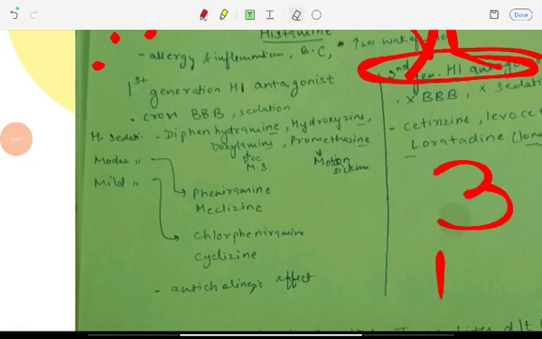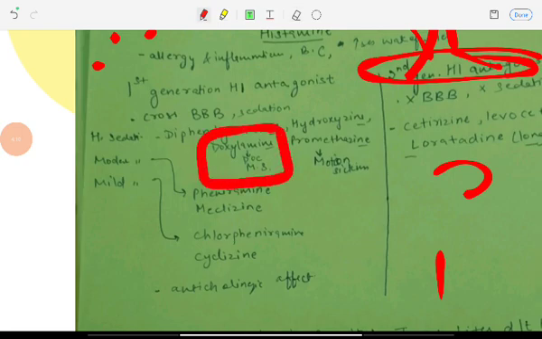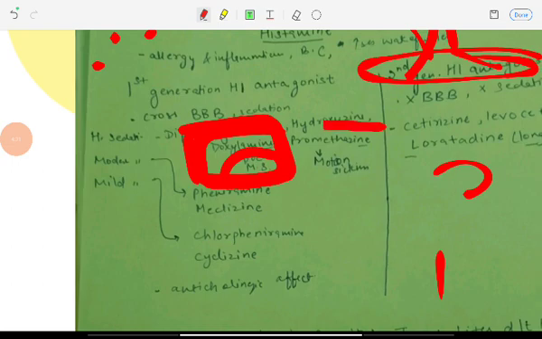Doxylamine, as we discussed previously, is used in morning sickness. In a pregnant female, especially in the first trimester, she feels like vomiting and feels nausea. In such a case we can give this first generation H1 antagonist, doxylamine. It is the drug of choice for morning sickness. Another one is promethazine, which is used for motion sickness. Whenever a patient is traveling and feels nausea and vomiting, we use it.